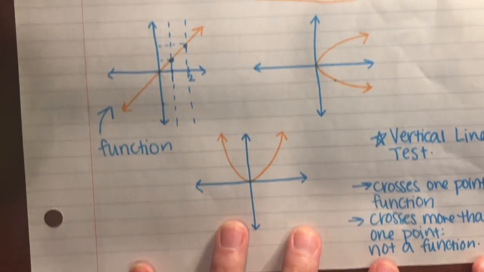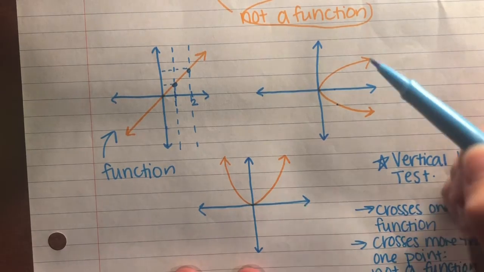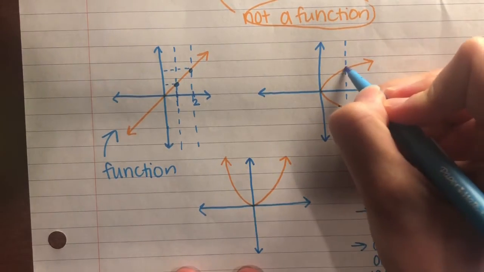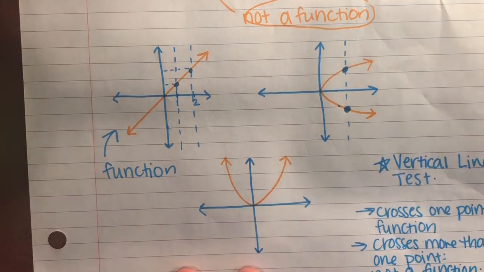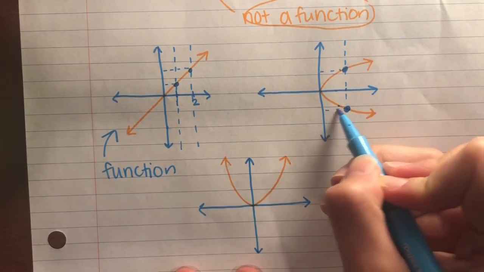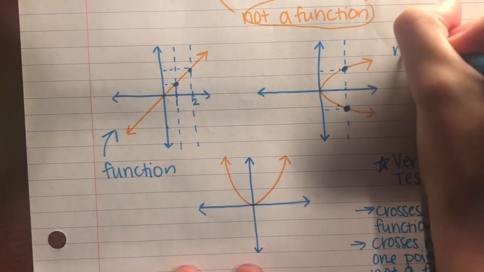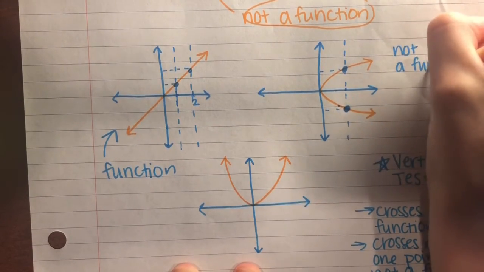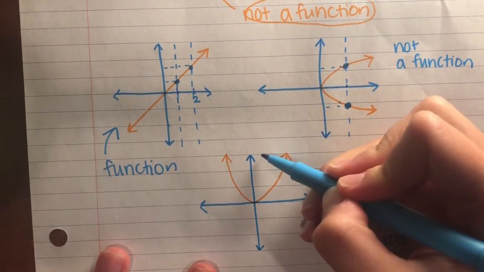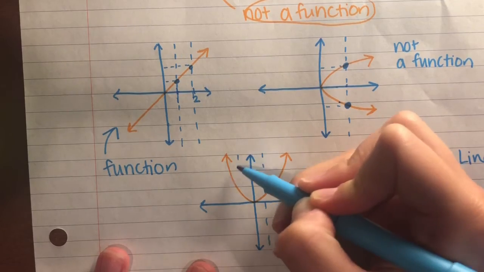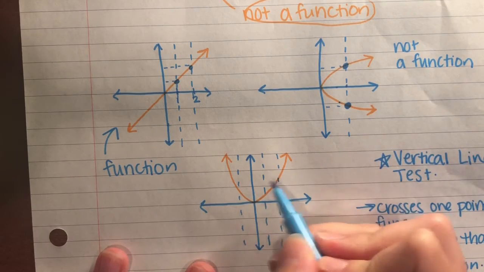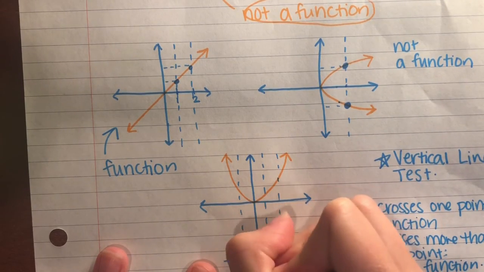Okay, so let's look at these other examples. Here, if I draw a vertical line, this is crossing 2 points on this graph. So that means for this x value, there's two y values. So that means that this is not a function. And if we look at this last graph down here, I can draw a vertical line anywhere on my graph, and it's only crossing at one point. So that means that this is a function.